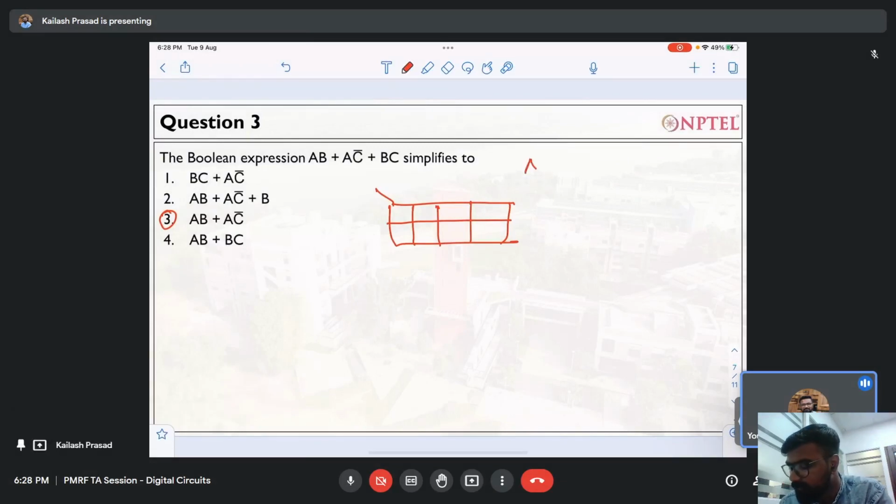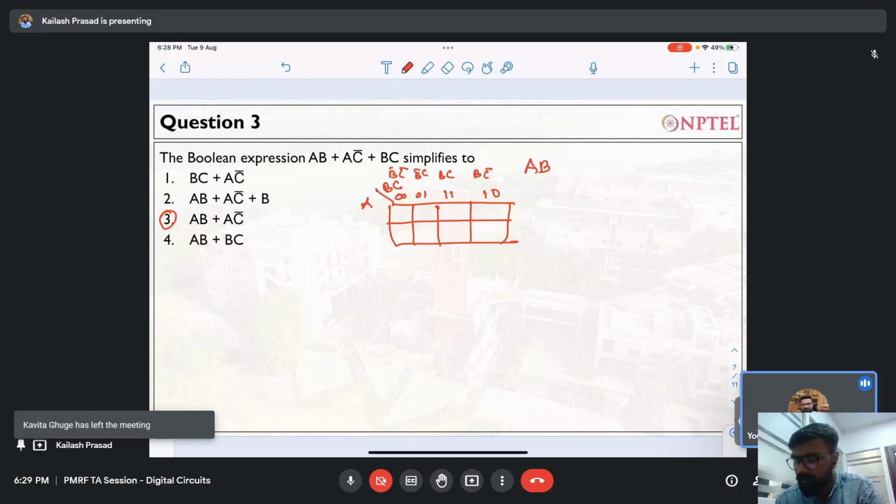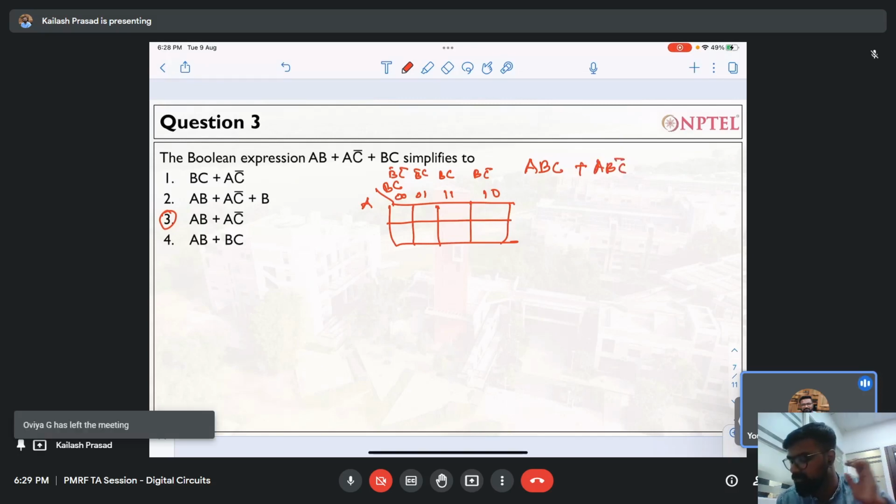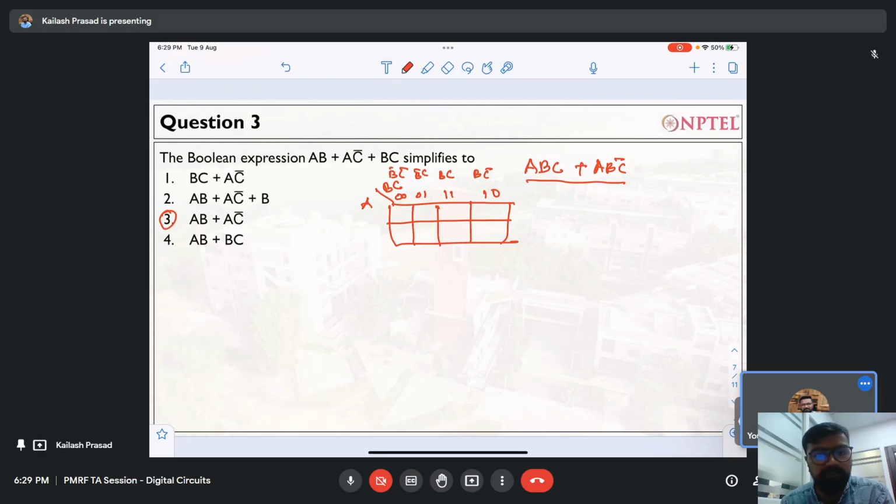Why? Because you cannot fit AB here directly, as this is BC. So this will be 0 0, 0 1, 1 1 and 1 0, which is B bar C bar, B bar C, then BC, then BC bar. If I want to write AB, it will be ABC plus ABC bar. I just want to take this opportunity on this question to revise many of the concepts. So is this fine with everybody, what I have written?